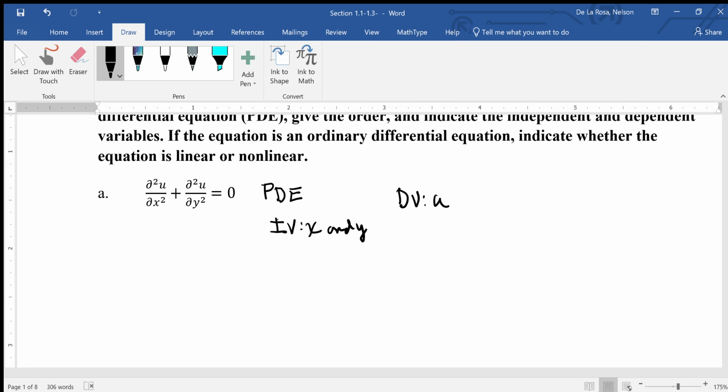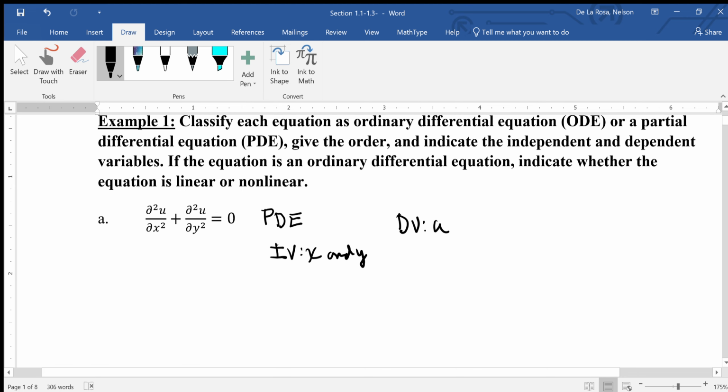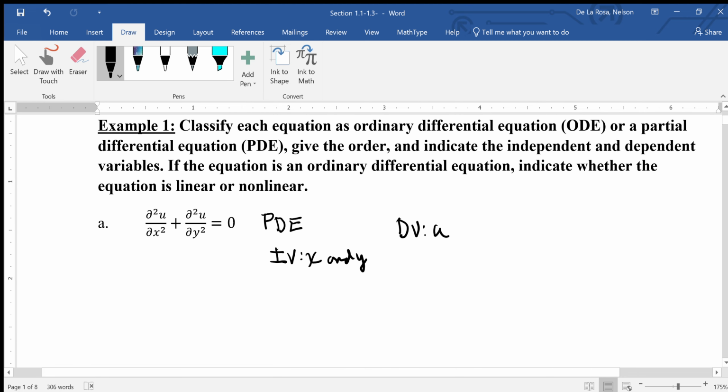Well, in this problem number 1, we have to classify the equation as ODE or PDE, give the order, and indicate the independent and dependent variable. If the equation is an ODE, we have to determine if it is linear or nonlinear.